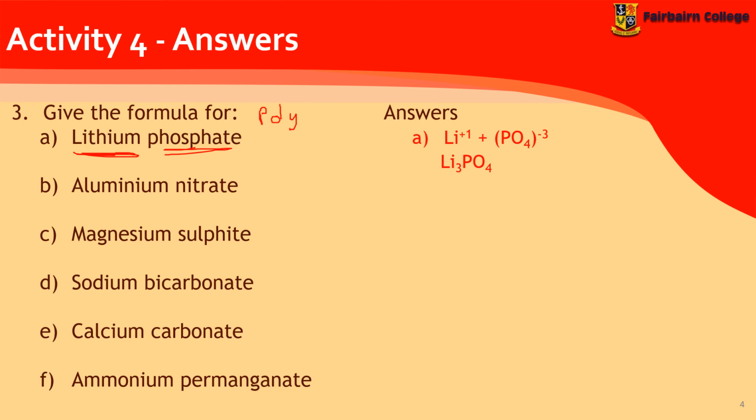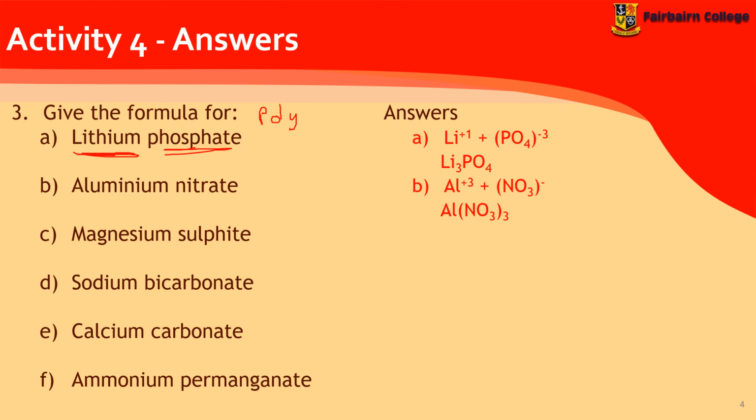Okay, let's look at the next one, aluminium nitrate. So Al +3, NO3, and a minus outside of the bracket. So then it becomes Al, NO3 inside of the brackets, and a 3 outside of the brackets. So now we keep that bracket, otherwise it gets confusing.